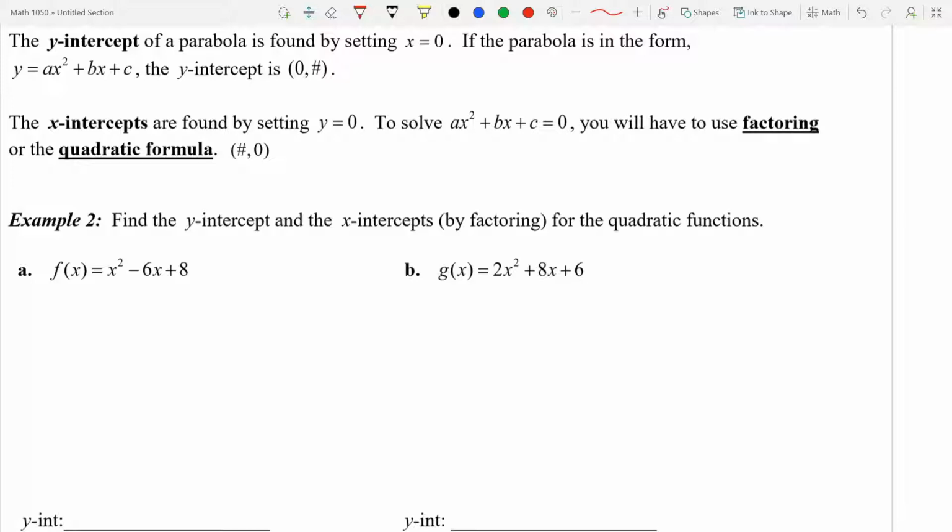Okay, so here's what you need to know about the y-intercept, you guys. To find the y-intercept, you're going to let x be a 0.